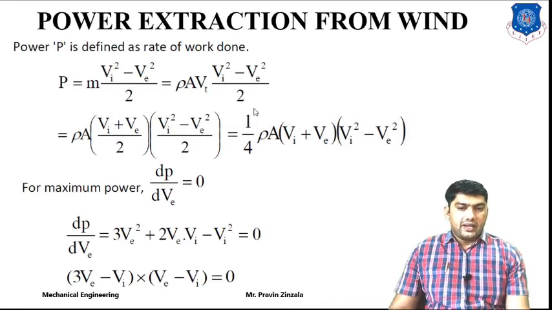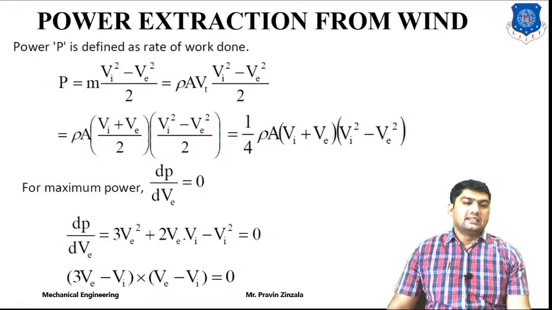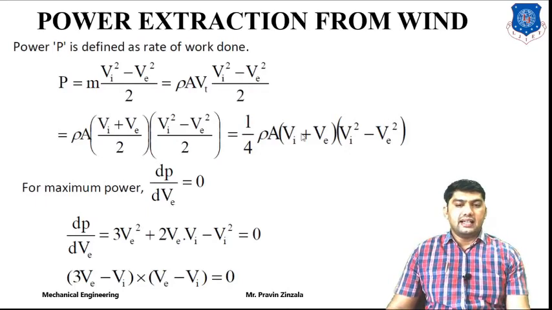We want to find out the maximum power from wind. So we also have to take the derivative with respect to V, because power also depends on the axial velocity. By changing the axial velocity, we can also get the maximum power. Here we are subtracting the outlet velocity from the inlet velocity, so we have to take the derivative with respect to the axial velocity.